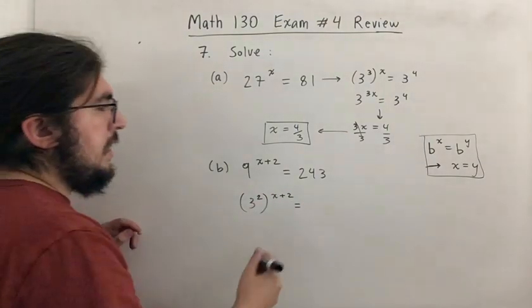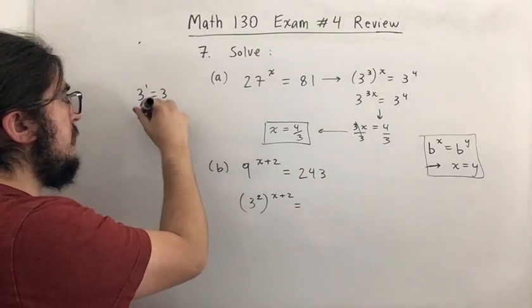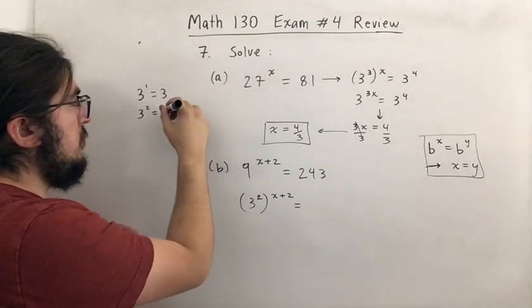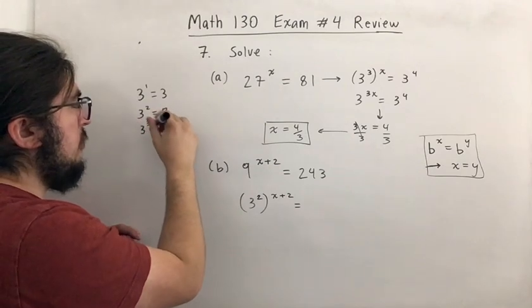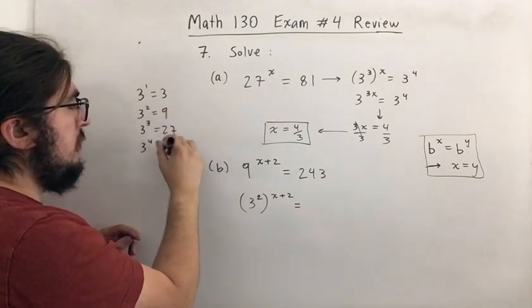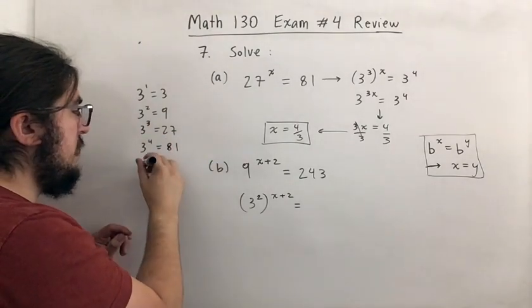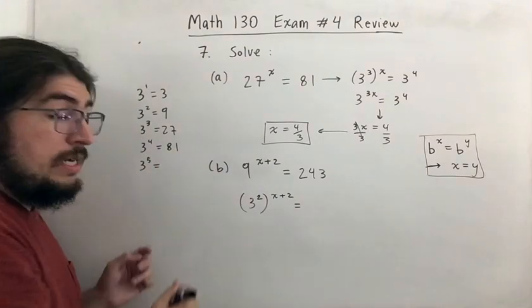And 243 is actually, well, if you look at powers of 3, 3 to the 1 is 3. 3 to the 2 is equal to 9. 3 to the third is 27. 3 to the fourth is 27 times 3, which you could also think of as 9 times 9, so it's 81. And 3 to the fifth is actually 81 times 3.